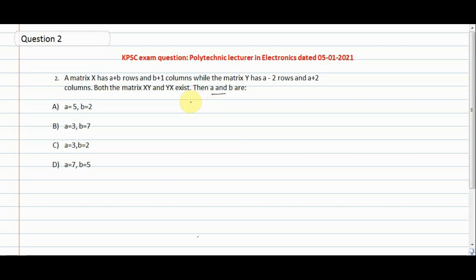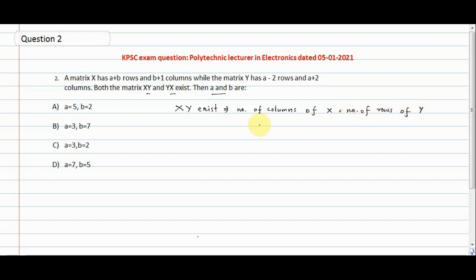Now if you have the answer, let's check the answer. Here it is said that X into Y and Y into X exist. So X into Y exists. This implies that the number of columns of X is equal to the number of rows of Y.